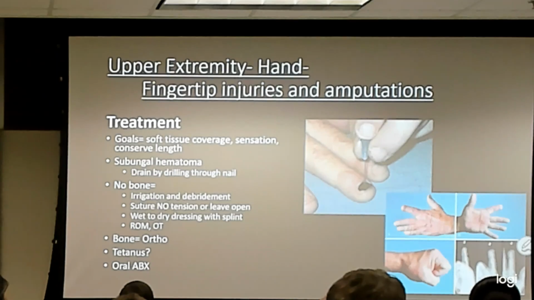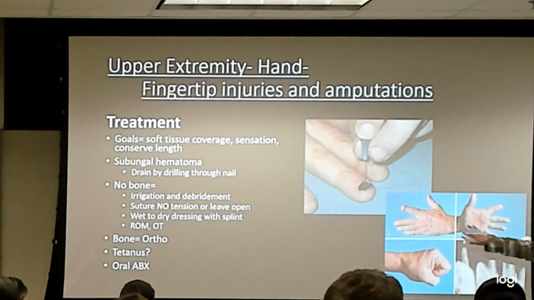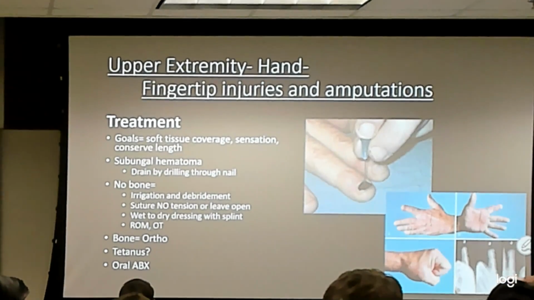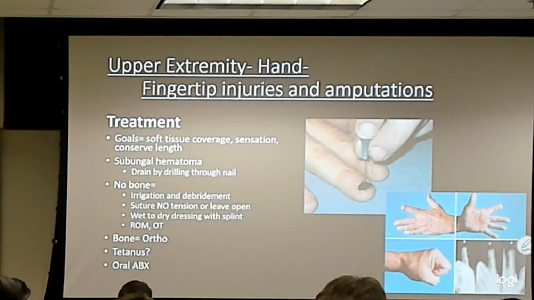Tetanus, obviously, with the dirty environments that we work in, that's a risk. An oral antibiotic is good coverage for this. So here we have kind of what the dorsal and palmar view of this shortened finger would look like. It's got great range of motion. That's awesome, right? And then we've got some x-rays showing what that shortened digit looks like. And that's considered a good outcome.